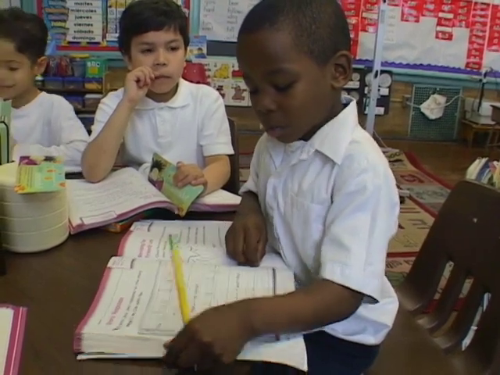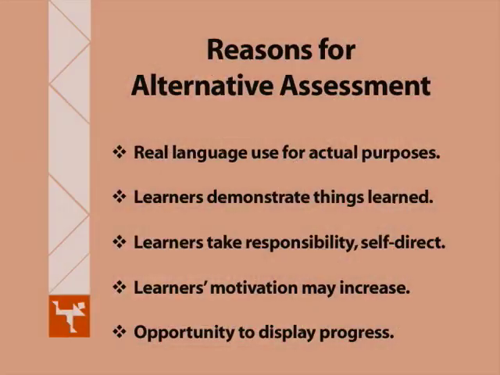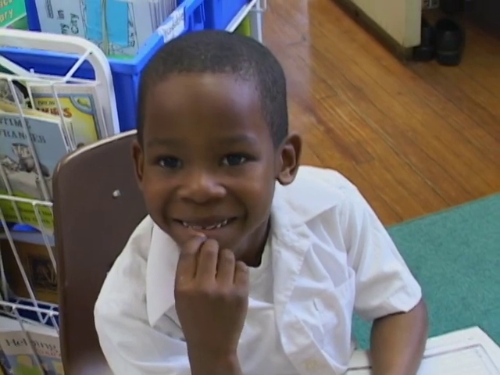With alternative assessment, learners make real use of the target language, in this case English, for an actual purpose. Learners demonstrate the things that they have learned in class. Learners take responsibility for and self-direct some of their own learning. Learners' motivation to learn and use the target language may increase, and alternative assessment provides an opportunity to directly display student progress to others in the school and community and to family members.